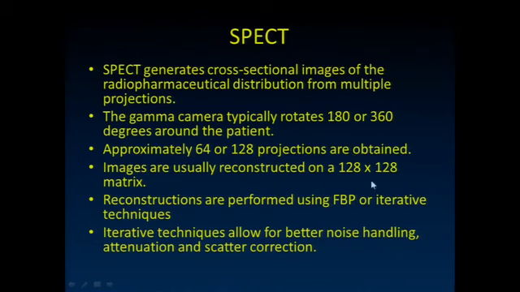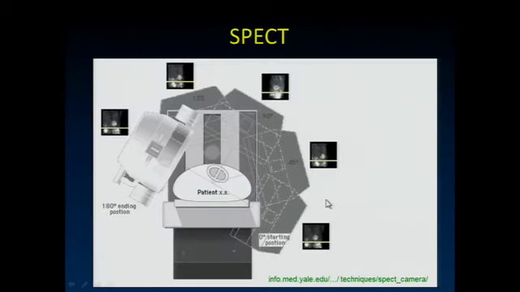The reconstructions are performed either by filtered back projection or iterative, and we've used iterative techniques in nuclear medicine for a much longer time than we have in CT. The main reason for that is because we don't do it on quite as large a matrix, so it isn't computationally as demanding as doing it on a 512 by 512 matrix. Iterative techniques really allow us to do some better noise handling, some attenuation correction, some scatter correction to improve the quality of the image.